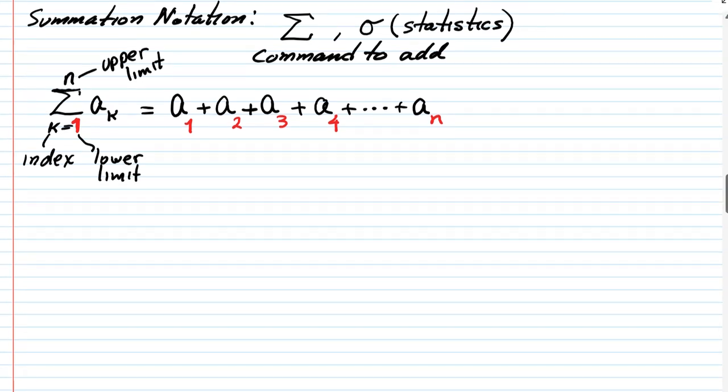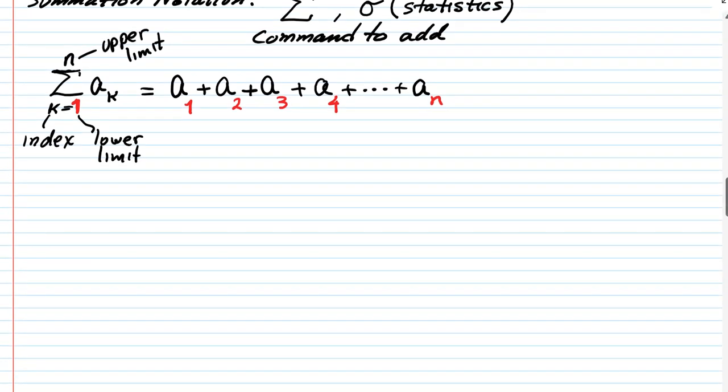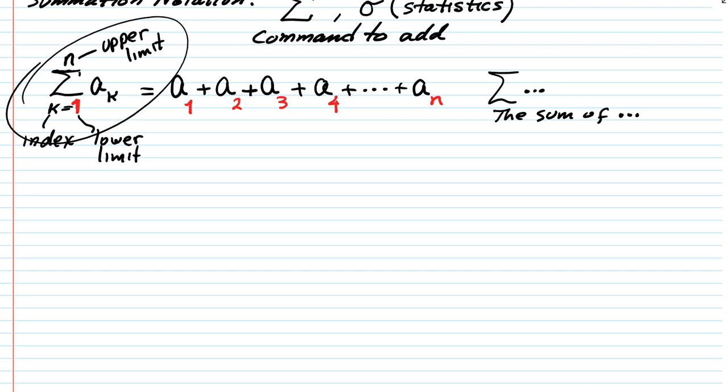Okay. Now, in general, when you see sigma, that means the sum of whatever is in front of it. This is the sum of whatever is in front of it. So in my example, sigma a sub k, that means the sum of a sub k's.